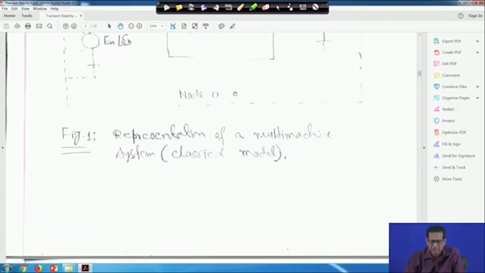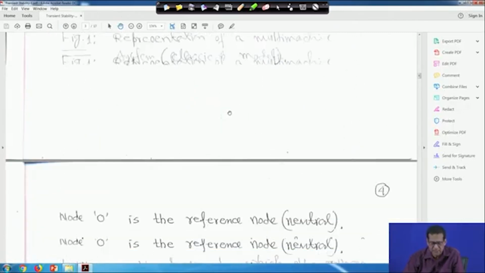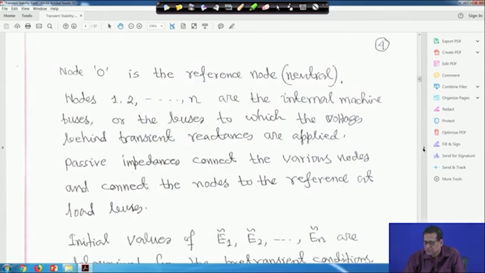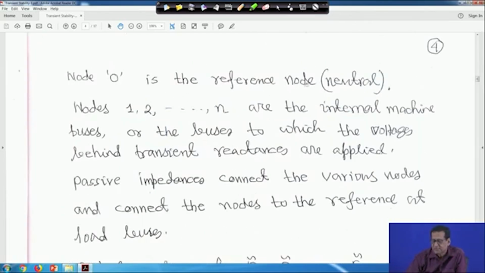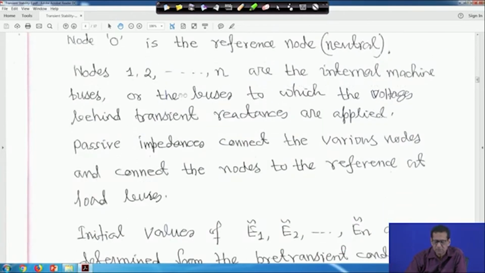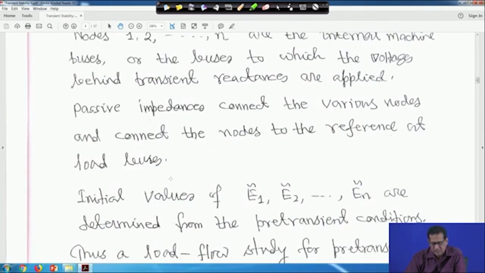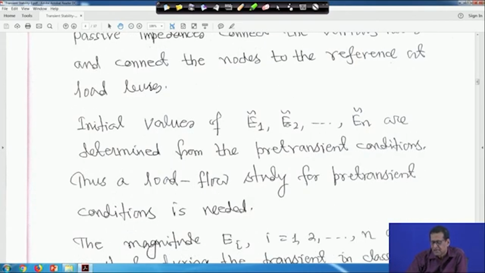This was shown because the earlier figure was faint, that is why I showed the other one. Now, node 0 is the reference node, that is neutral. So, nodes 1 to n, I told you, are the internal machine buses, or the buses to which the voltages behind transient reactances are applied. So, passive impedances connect the various nodes and connect the nodes to the reference at load buses. So, initial values of E1 tilde, E2 tilde up to En tilde are determined from the pre-transient conditions.